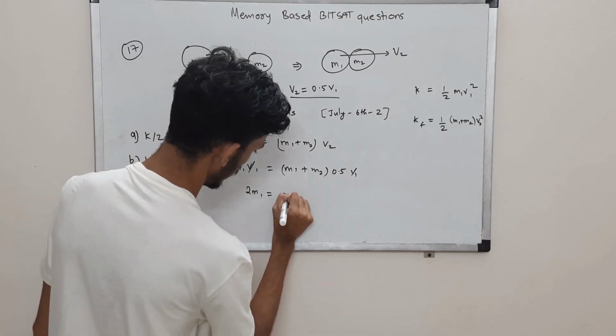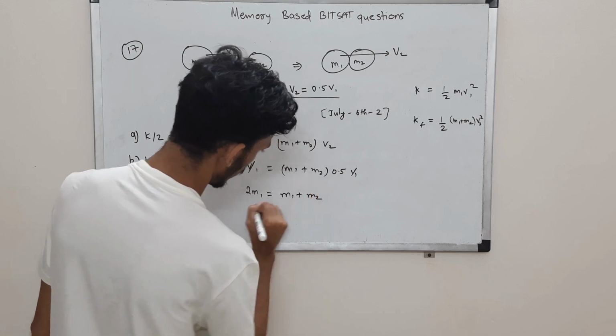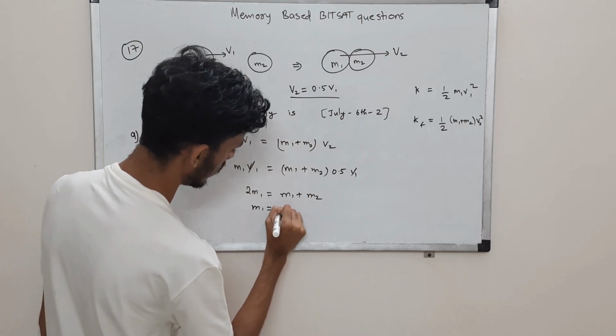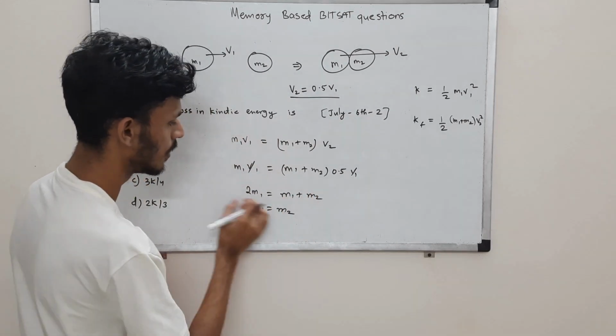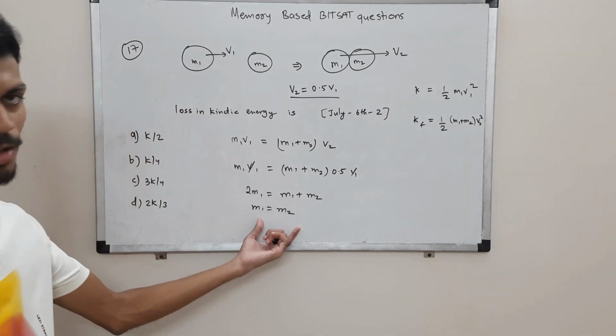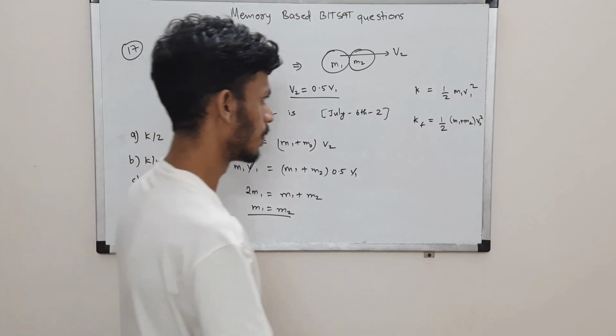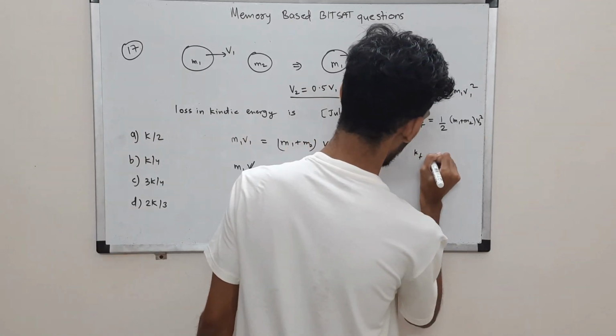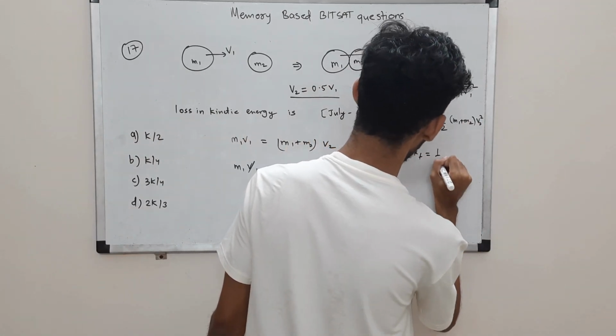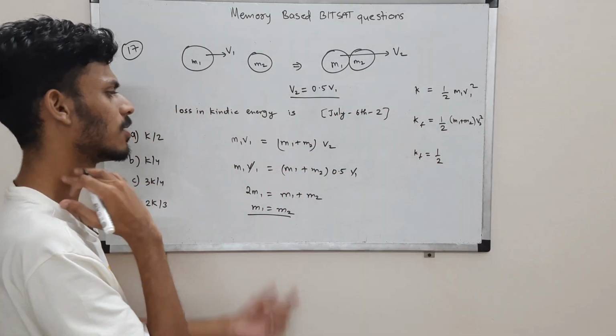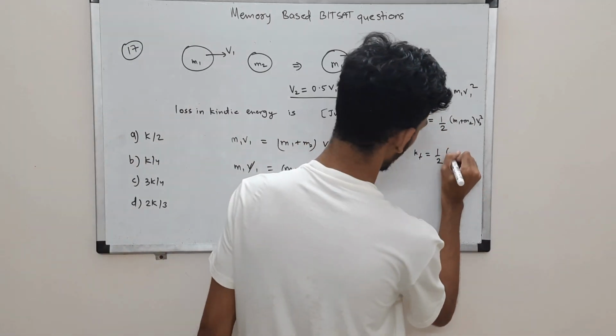So 2m1 is equal to m1 plus m2, or you can solve this. It will be simply m1 is equal to m2. The relation that we get is m1 is equal to m2. So instead of this final kinetic energy, here in the expression we have m1 and m2. Both of them are equal, so I can just write 2m2.